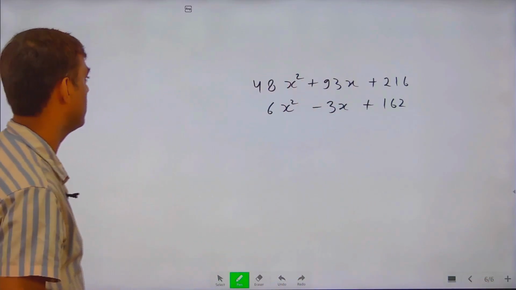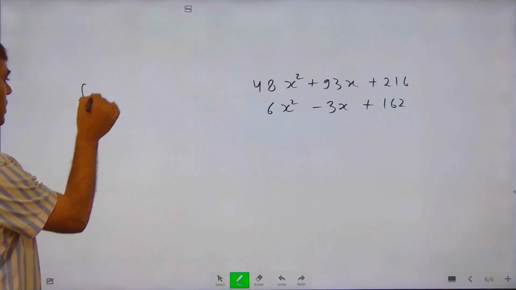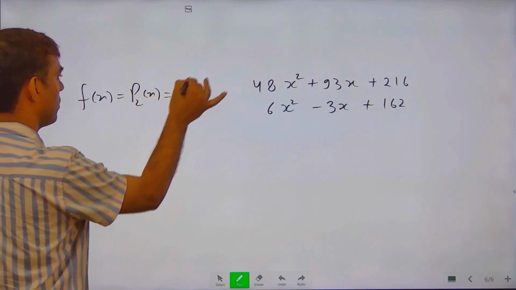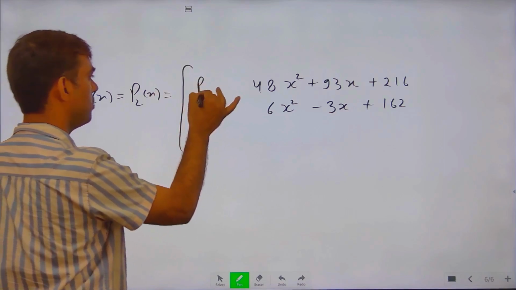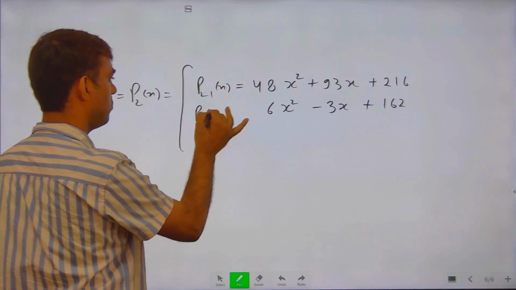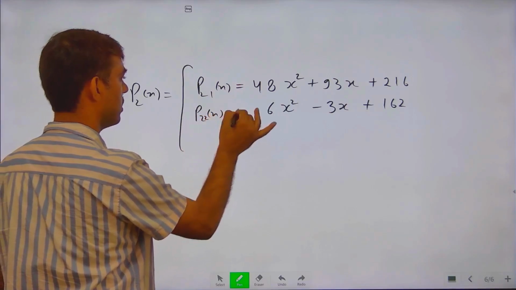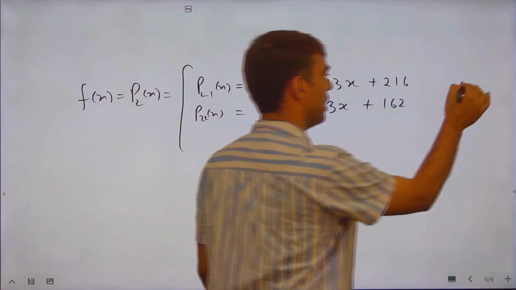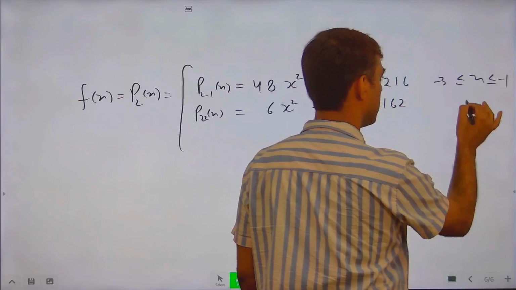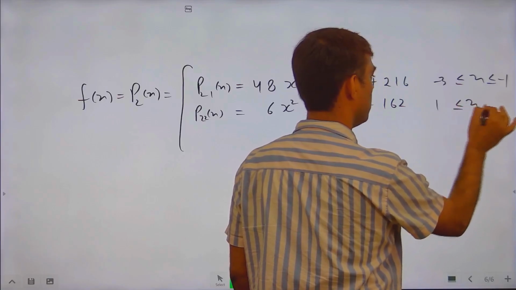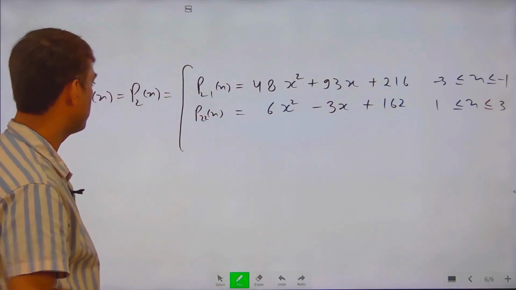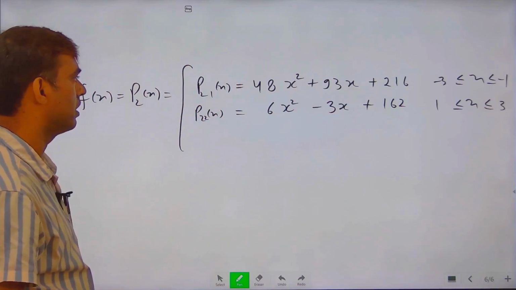So, what is the answer? How do we write the answer? Here we write f(x) equal to P21(x) equal to this, and P22(x) equal to this one. Here x lies between minus 3 and minus 1. Here x lies between 1 and 3.